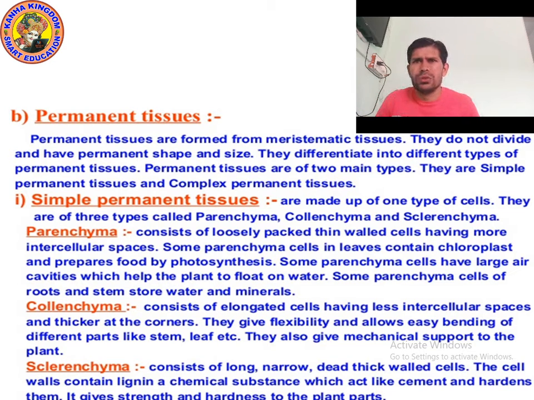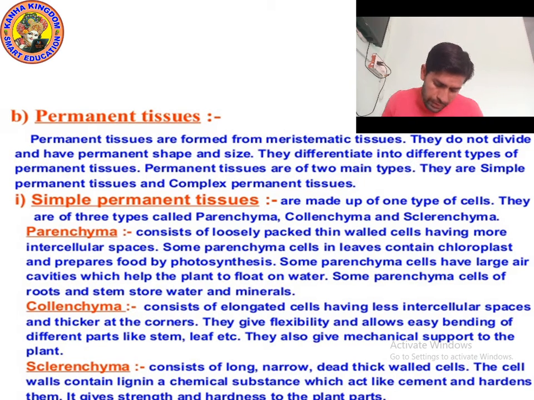Kids, parenchyma provides mechanical strength and it also helps in storage of food. By the photosynthesis process, plants prepare food. You studied about photosynthesis in childhood. Photo means light, and synthesis means prepare.